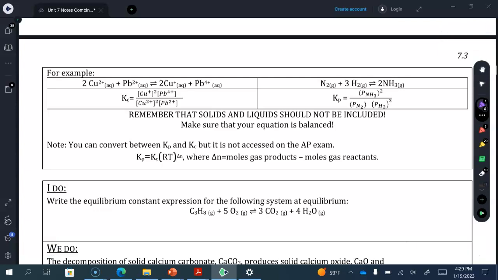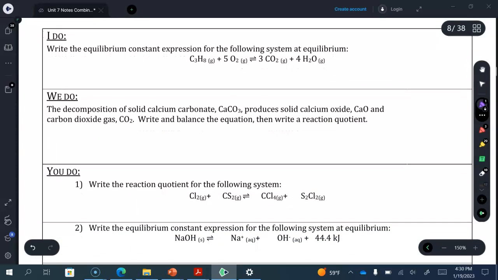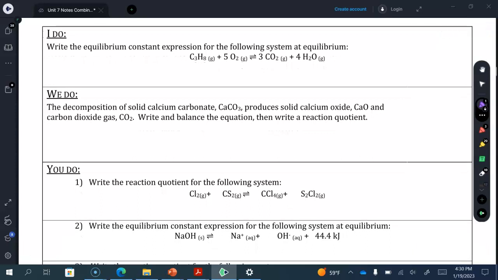Continuing on, we have a couple examples here where we see expressions written for a solution reaction and an expression written for gases. Please remember that solids and liquids are not included and that the reaction is balanced. There is a way to go between the two, KP and KC, but it's not tested, so I'm not going to spend a lot of time on that. So let's look at how we can apply this.